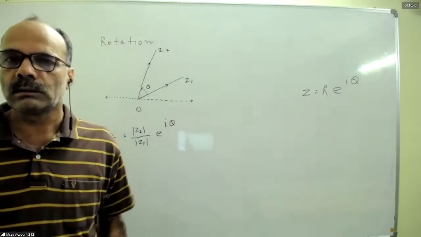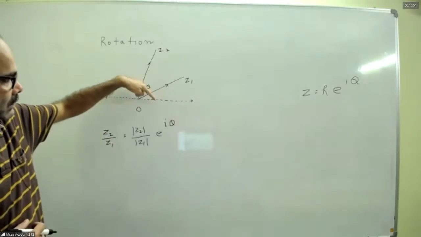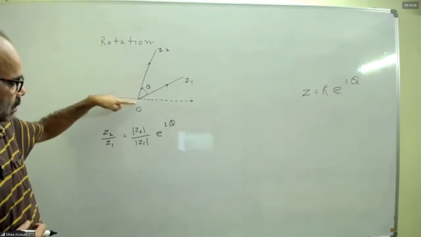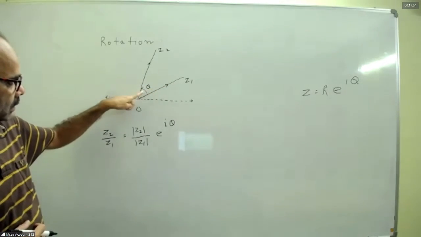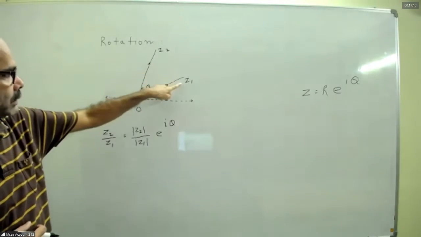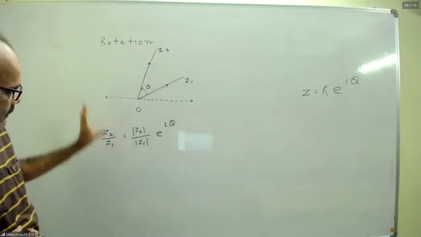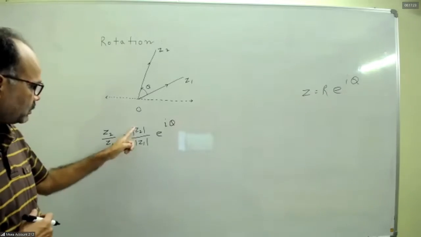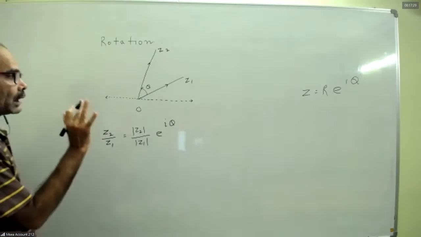Now, on the other hand, if we rotate Z1 about origin in anti-clockwise direction through an angle theta, and the new position of Z1 is Z2, then this can be written as Z2 by Z1 equal to mod of Z2 by mod of Z1 into e to the power I theta. Yes, I repeat.